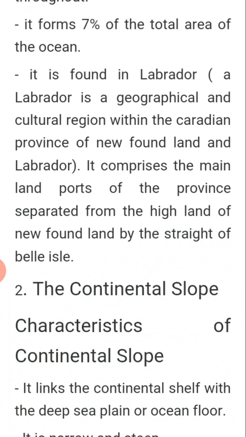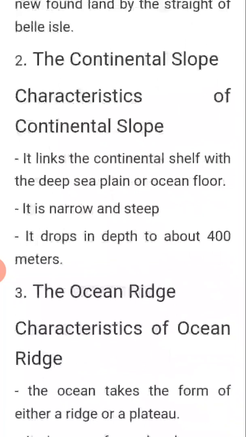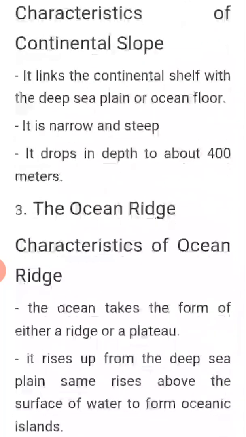Labrador is a geographical or cultural region within the Canadian province of Newfoundland and Labrador. It comprises the mainland part of the province, separated from the island of Newfoundland by the Strait of Belle-Isle. The continental slope. Characteristics of the continental slope. 1. It links the continental shelf with the deep sea plain or the ocean floor. It is narrow and deep. It drops in depth to about 400 meters.